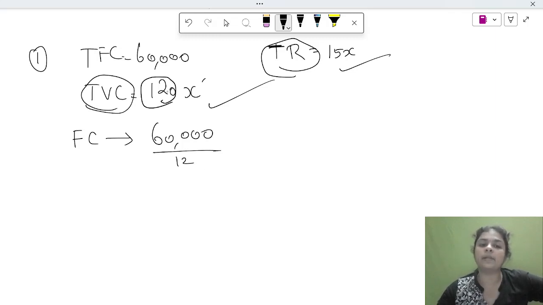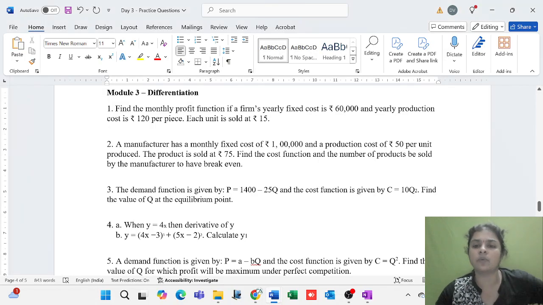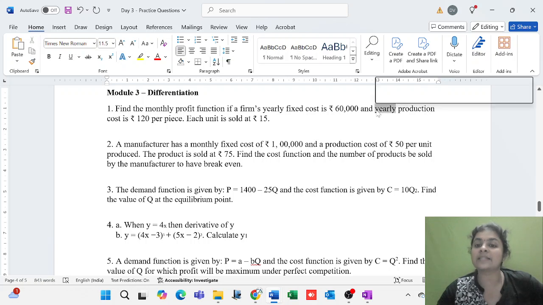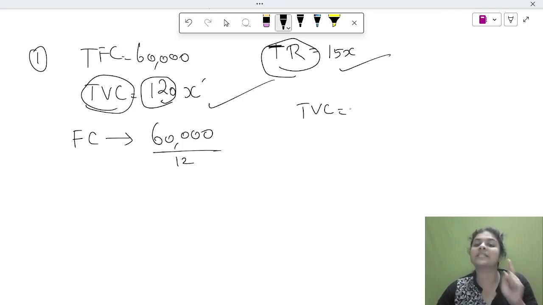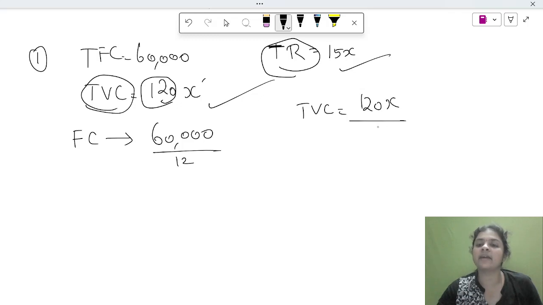And this variable cost, what is it given? Is it given per annum, for a month, or yearly? It is given yearly. So when the question gives yearly, you have to divide it by 12. Whereas if the question is silent, you should not divide it. So 120x divided by 12, which is 10x.